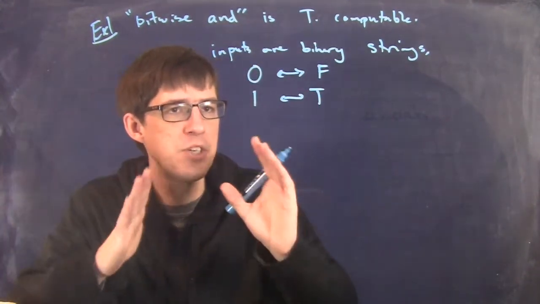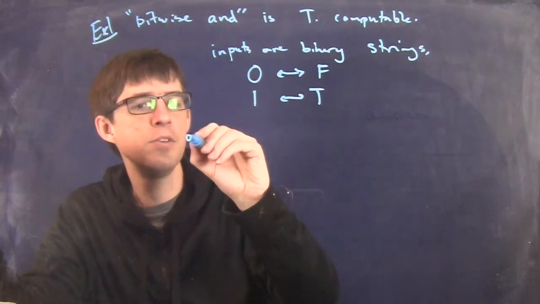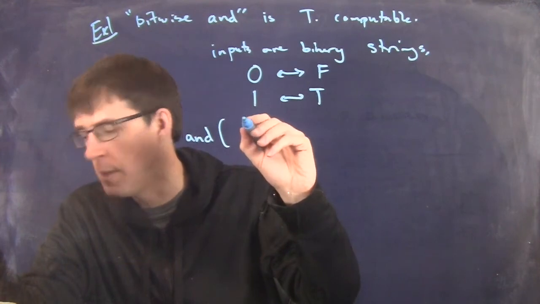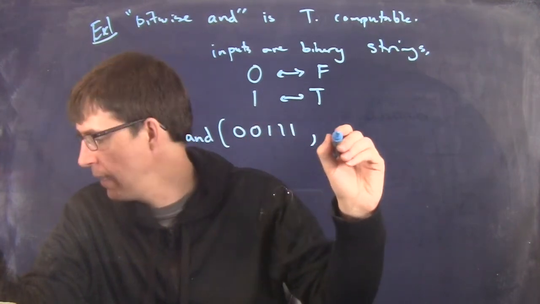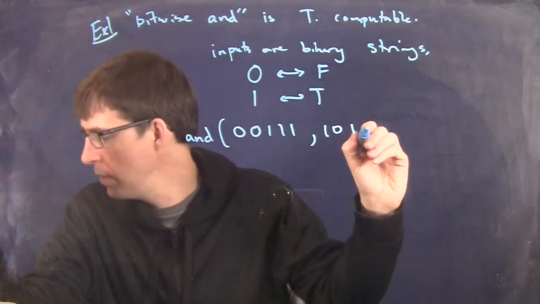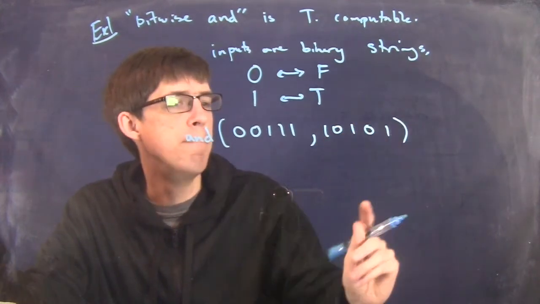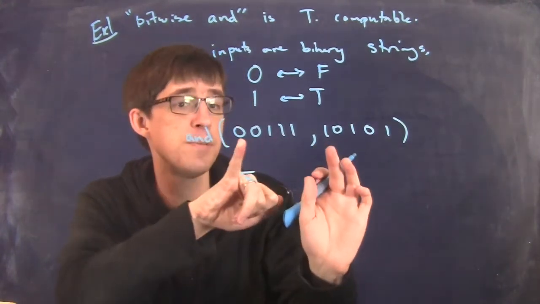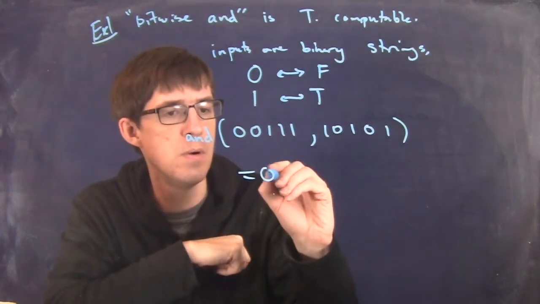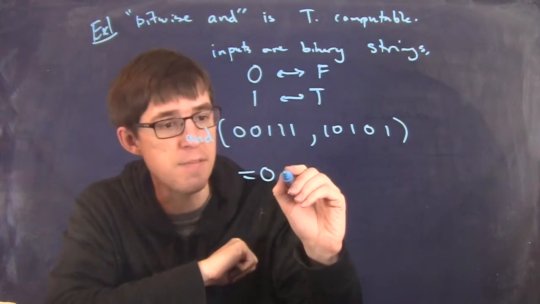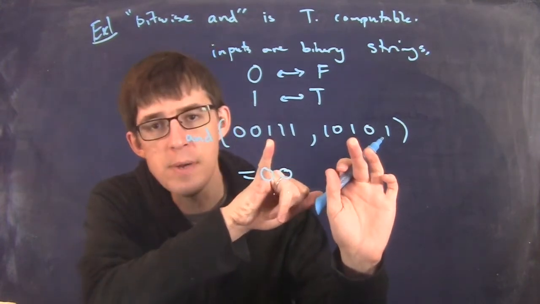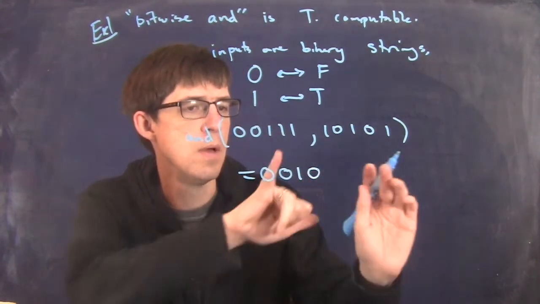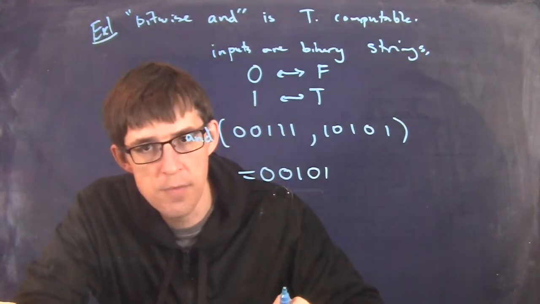Bitwise and refers to matching up bit by bit. For example, if I do the bitwise and of these two strings, 0, 0, 1, 1, 1, and 1, 0, 1, 0, 1. Bitwise and means you line these up bit by bit and do the and in each position. In the first position I have 0 and 1, that's 0. Then I have 0 and 0, that's false and false, which is false. Then I have 1 and 1, that's true and true, which is true, so that's a 1. Then I have 1 and 0, which is true and false, which is false, so that's a 0. Then I have 1 and 1, which is again 1. So this is the answer for the bitwise and.